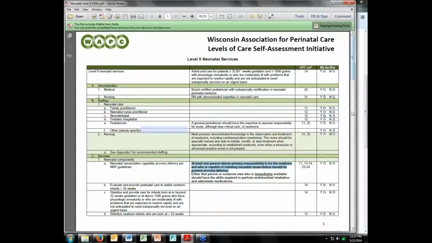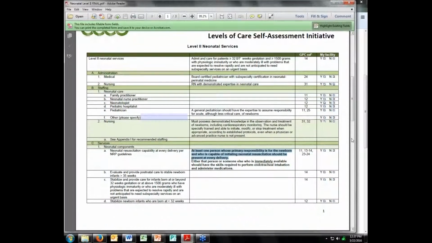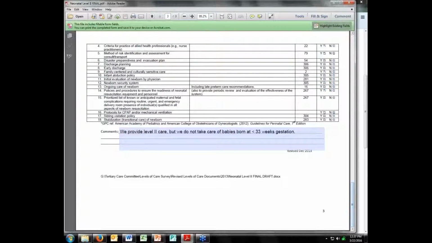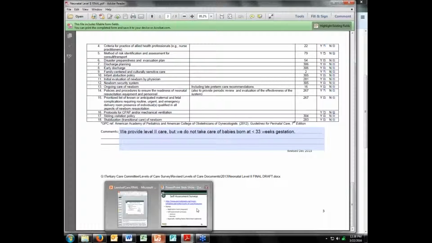And so those are the forms. And again, all of them are set up the same way. The level 4 forms have considerably more pages. I think they're on the order of 5 or something like this. You can see I put a comment in there: we provide level 2 care, but we don't take care of babies. If I'm reviewing this for the first time, I'm going to say, that's interesting, because according to AAP, you should be able to provide care for babies greater than or equal to 32 weeks. Okay, let's go back to the slides here and see where we are with that.